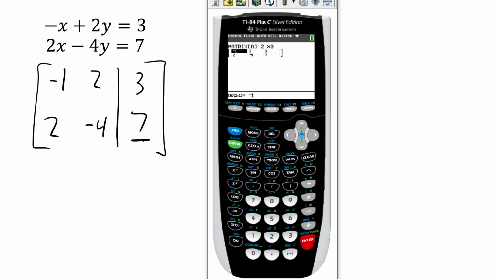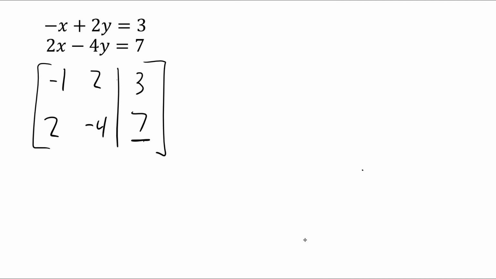Okay, all done. All right, so we want to quit out of there, go back to second matrix, right to math, up to RREF, and then we'll select matrix A. All right, so we get 1, negative 2, 0, 0, 0, 1.